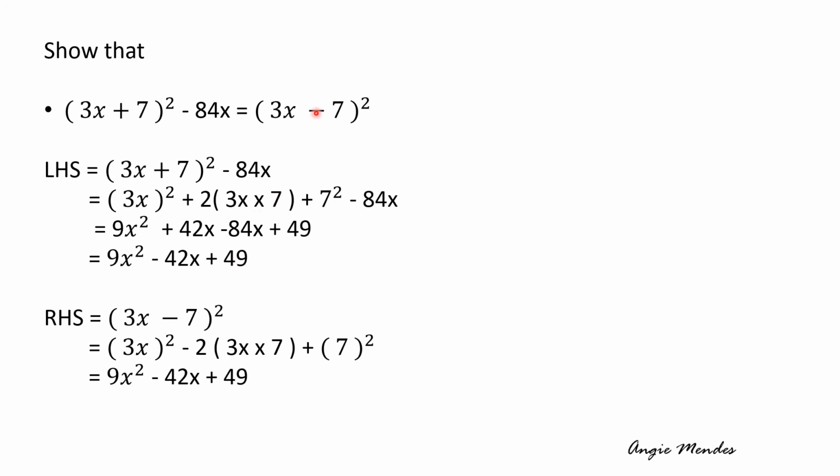Now let's look at the right hand side. The right hand side is 3x minus 7 the whole square, which is a minus b the whole square. So we'll get a square minus 2ab plus b square. So that's what we are going to do. So 3x square minus 2 into 3x into 7 plus 7 the whole square. So we've got 9x square minus 42x plus 49. So we have proved that the left hand side is equal to the right hand side.